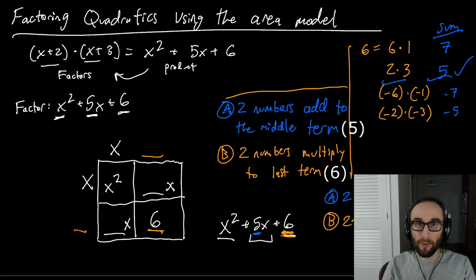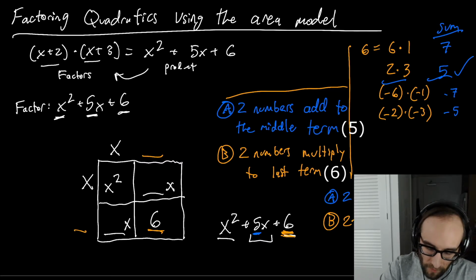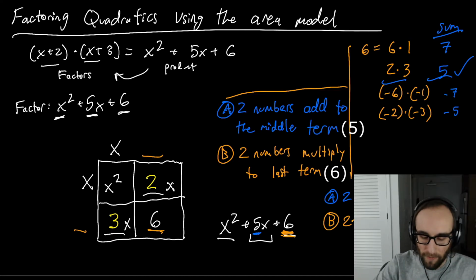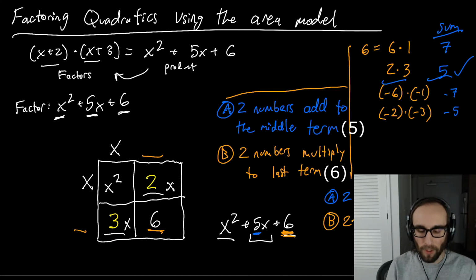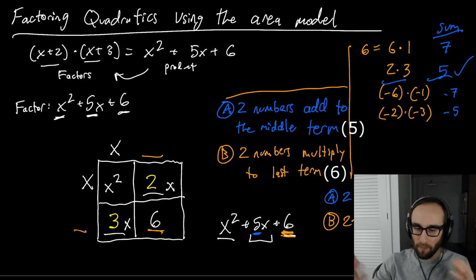So 2 and 3 are the missing numbers in this puzzle. Okay, so 2 here, 3 here. It doesn't matter which order we put them in, as long as we put a 2 somewhere and a 3 in the other spot. Finally, what we're going to do is finish filling out this puzzle by finding the blank spots.